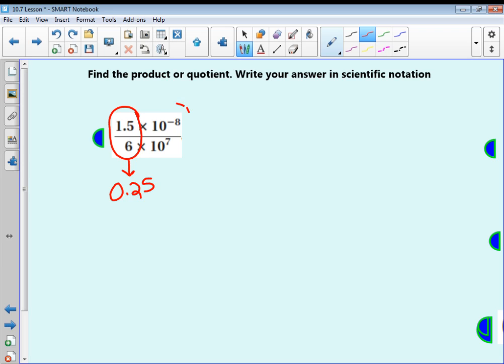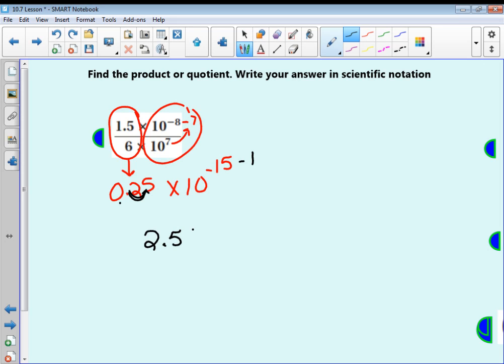Okay, so now to simplify this, remember it's division, so I'm going to subtract and bring that up. Negative 8 minus 7 gives me negative 15. So it's times 10 to the negative 15. Now, this is not in proper scientific notation because we need a non-zero number here. So I'm going to have to shift one place. It was less than 1, that's a negative thing, and we moved one place. So now the final answer is 2.5 times 10 to the negative 15 minus 1, which gives me negative 16.